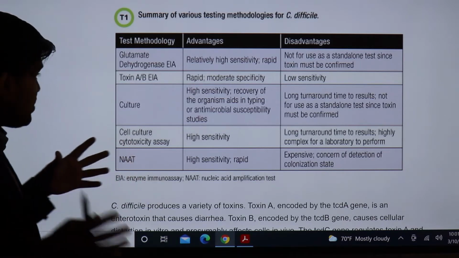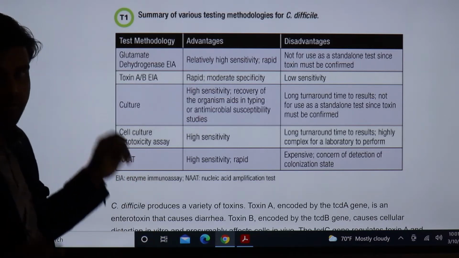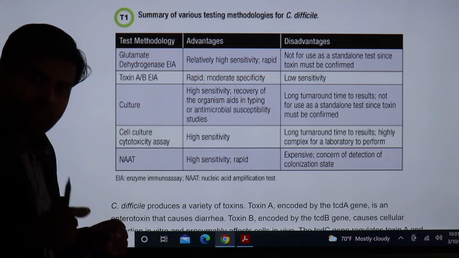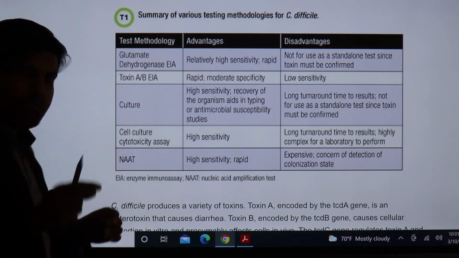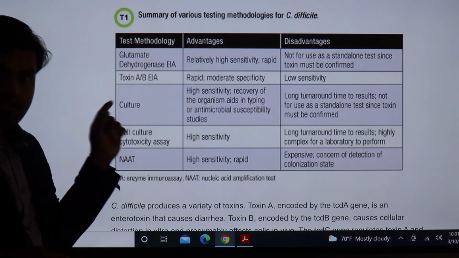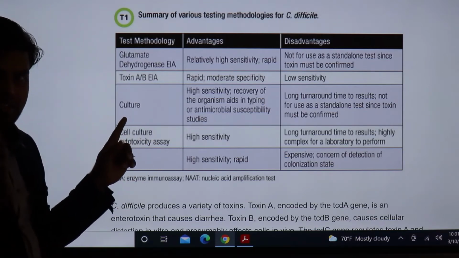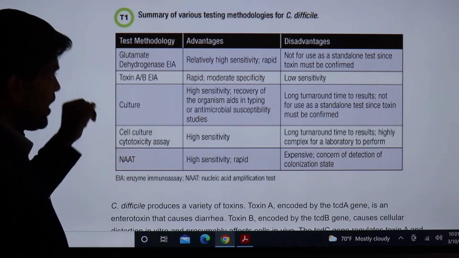So that may not be the most specific. The most specific is toxin. If you find the toxin, it means the bacteria is dividing. If the bacteria is dividing, it means an active infection is there, and that actually leads to the confirmed diagnosis.